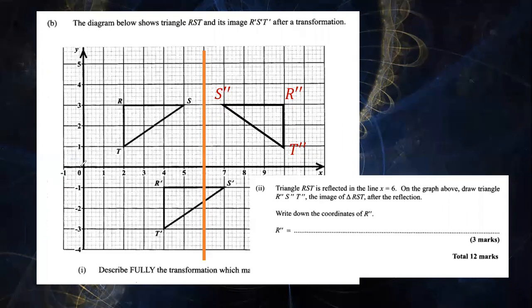If we start at O, the origin, you have to hop across until we reach 10. And from 10, we go up 1, 2, 3. So the coordinates of R double prime are going to be 10, 3. Any questions there? All right, awesome.